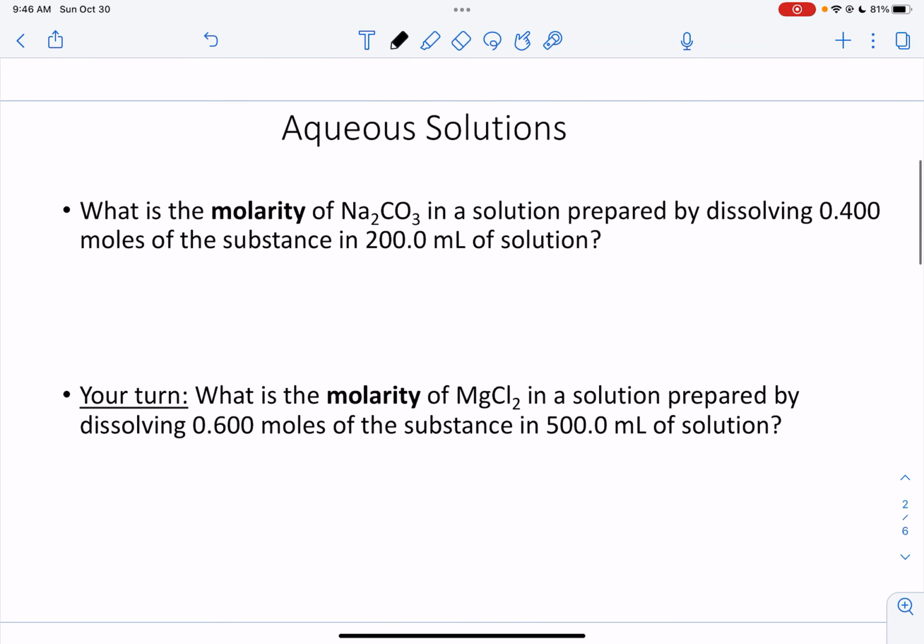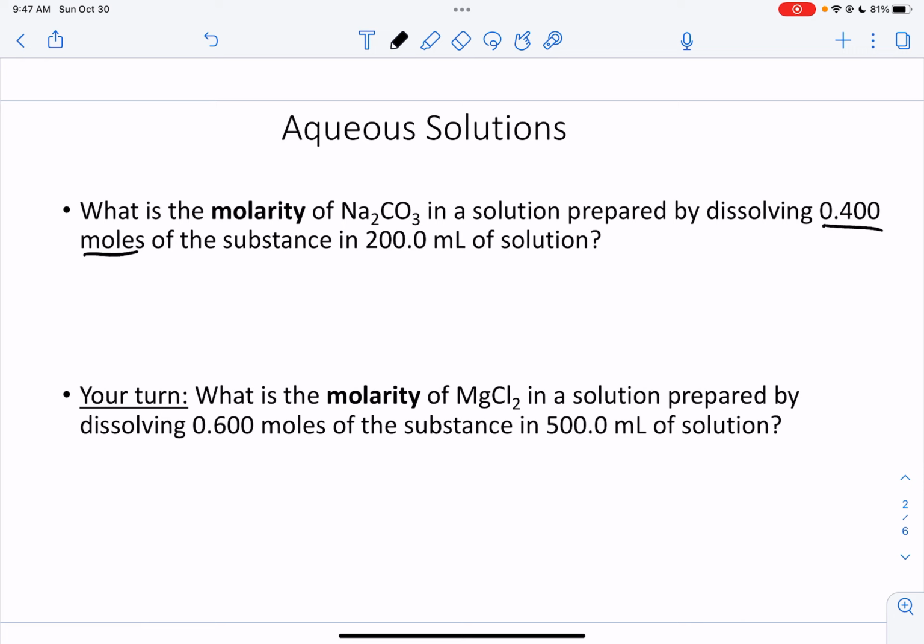So, big idea: if we are preparing a solution, we know how much stuff we're adding to it, so we can figure out the amount of stuff per volume. So if I want to determine the molarity of sodium carbonate in a solution prepared by dissolving 0.4 moles of the substance in 200 mL, I'm going to want to divide that number of moles that were given in the problem by the volume in liters.